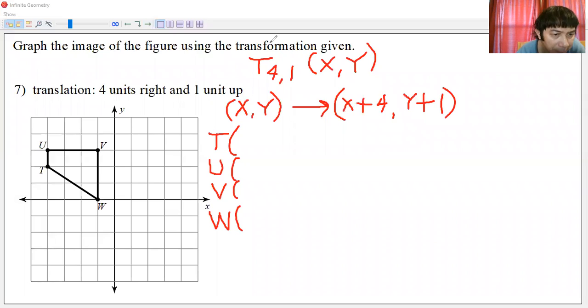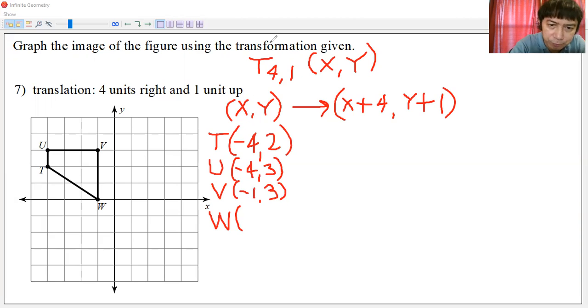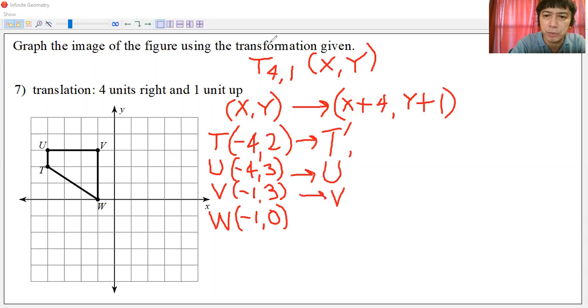Our point T coordinate, that looks like negative 4, 2. Okay, negative 4, 2. You should know how to read this. Our point U is negative 4, 3. Our point V is negative 1, 3. Our point W is negative 1, 0. There. Okay, then we're going to map this to T prime, U prime, V prime, and W prime.